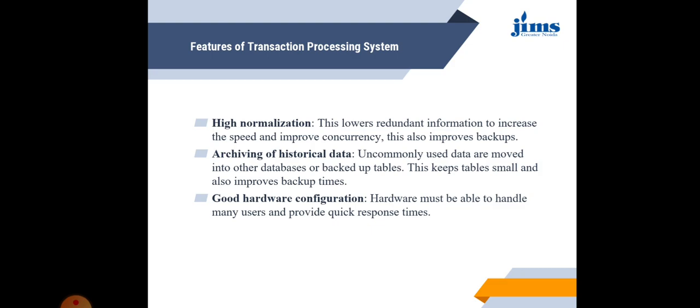Archiving of historical data. Commonly used data are moved into another database or backed up tables. This keeps tables small and also improves backup times. So basically, the data which has not been used for a very long period of time should be transferred into secondary storage, and that helps the server manage the load, so that there will be no need to update that data all the time. That's why archiving of historical data is done.